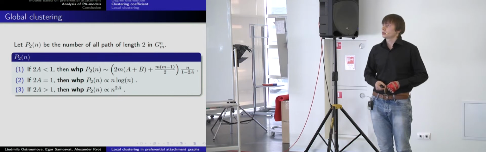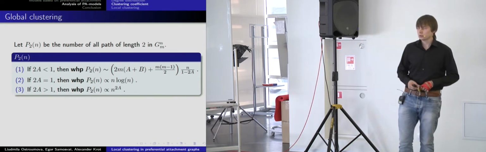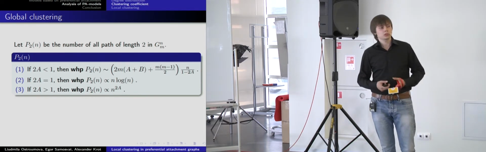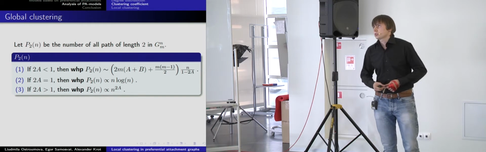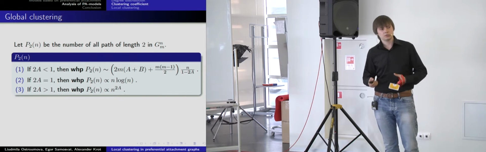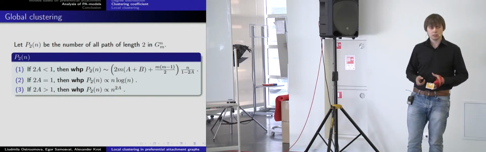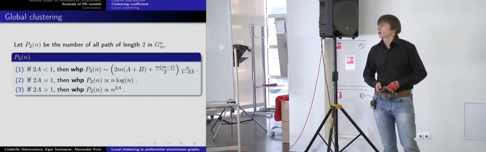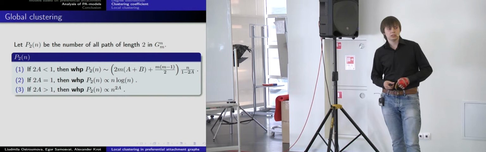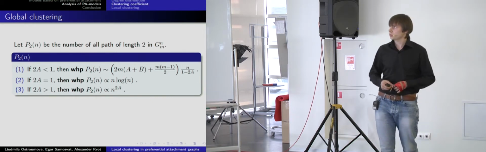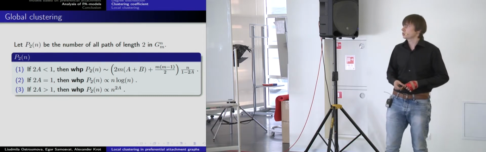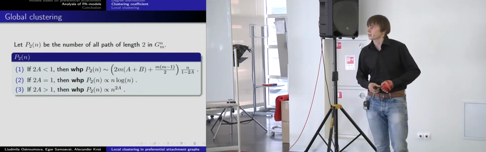Now, what about clustering coefficients? First of all, what about global clustering? To estimate the global clustering, as you remember, we should first estimate P sub 2 of n. It is the number of all paths of length 2 in our graph. As you can see, if alpha is less than 1/2, P sub 2 of n asymptotically behaves like a function which is linear in n.